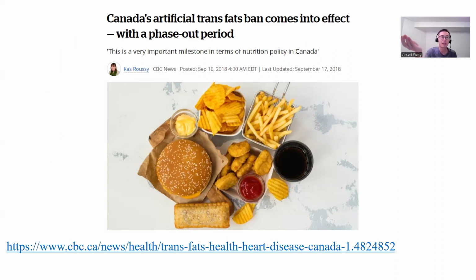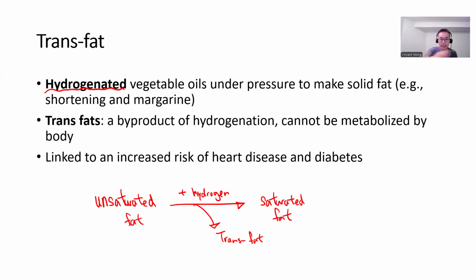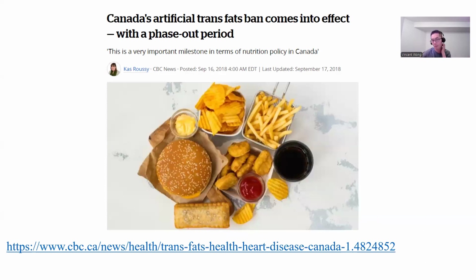However, if it's already there in the food, for example in margarine, because it's a byproduct of the process of creating margarine, then it's okay. They just ban it from being used as an additive on purpose. You can read more about it at the link there.